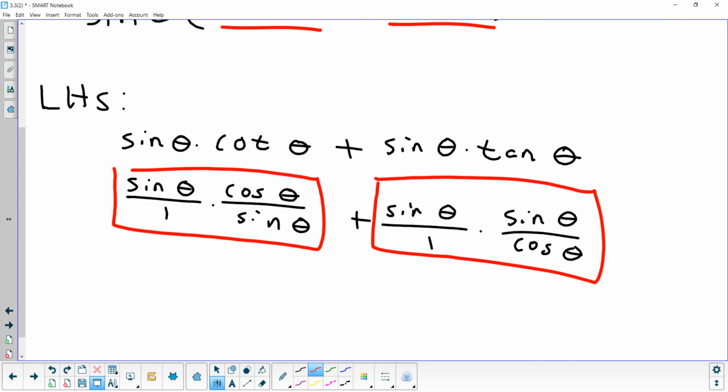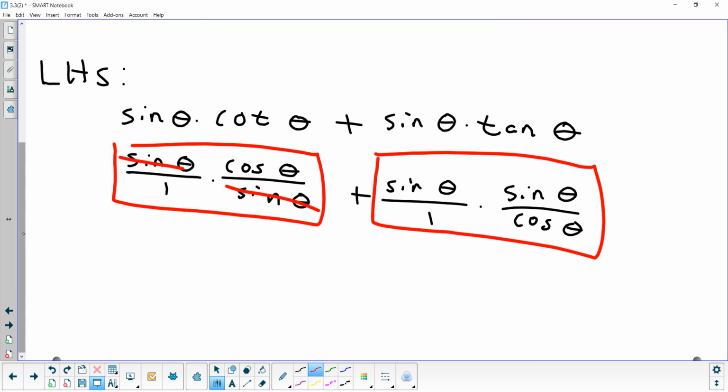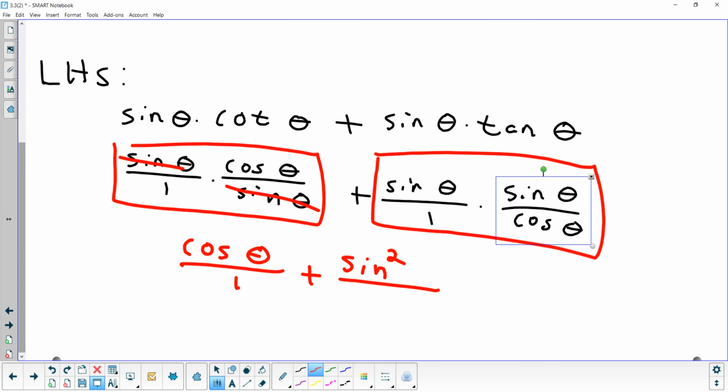Raymond? Sines. Cancel the sines. So now I'm left with cosine in the top, and I'm left with a 1 in the bottom. All right. And on the right, I don't see anything that's going to cancel. So we're just going to have to multiply it out. James, what's sine times sine? Sine squared. And what's 1 times cosine?